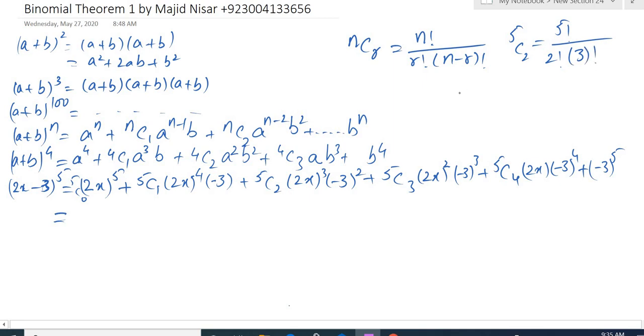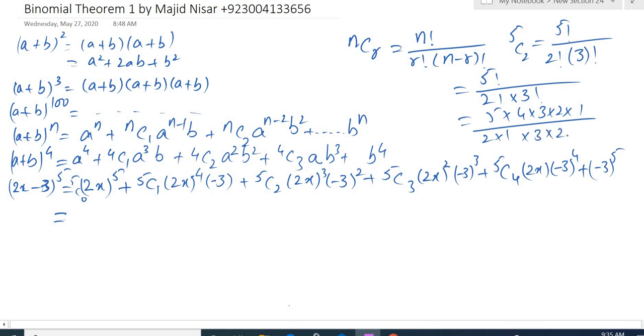So we can further simplify it: 5 factorial over 2 factorial into 3 factorial. 5 factorial can be written as 5 into 4 into 3 into 2 into 1. 2 factorial can be written as 2 into 1, and 3 factorial as 3 into 2 into 1. So 3 into 2 into 1 will cancel 3 into 2 into 1. 2 times 2 is 4, and 5 times 4 is 20, divided by 2 gives 10. So 5C2 is 10.